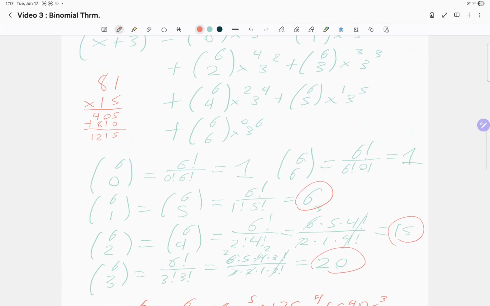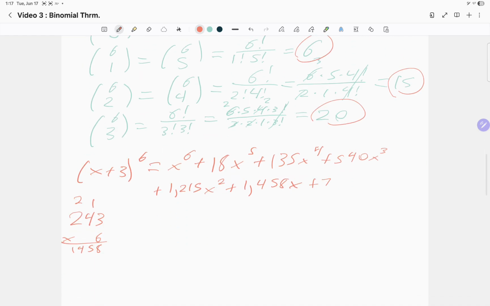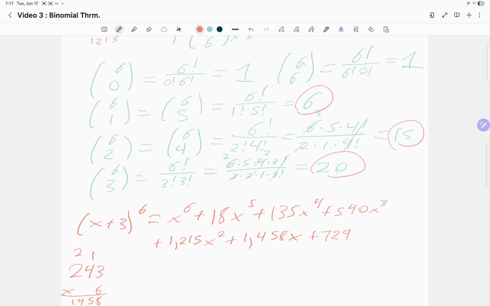Nah. And finally, we have 6 choose 6 times x to the power of 0, 3 to the power of 6. 3 to the power of 6 is 729. x to the power of 0 is 1. 6 choose 6 is 1, so we're going to plus 729. There you go. And I think we have our answer. I'll stick it in black for contrast here.